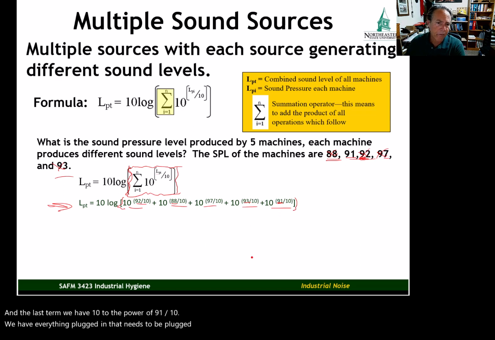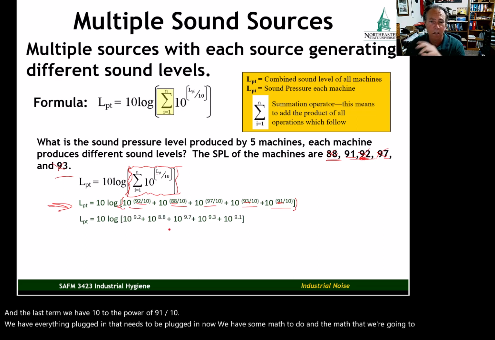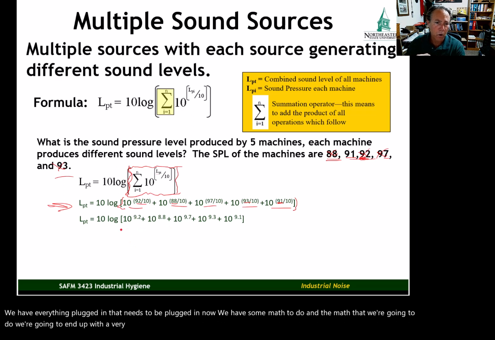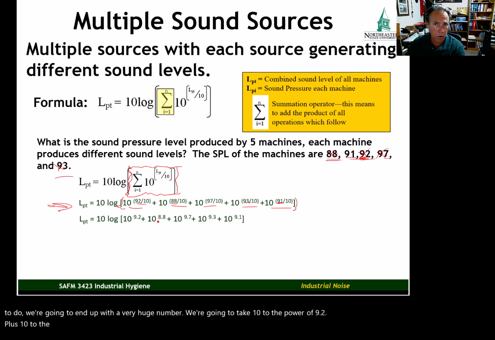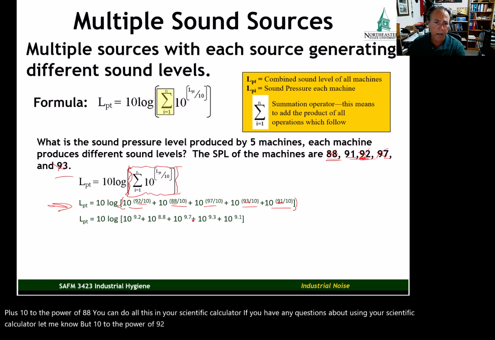Now we have some math to do, and we're going to end up with a very huge number. We're going to take 10 to the power of 9.2 plus 10 to the power of 8.8. You can do all this in your scientific calculator. If you have any questions about using your scientific calculator, let me know. But 10 to the power of 9.2 plus 10 to the power of 8.8 plus 10 to the power of 9.7 plus 10 to the power of 9.3 plus 10 to the power of 9.1.